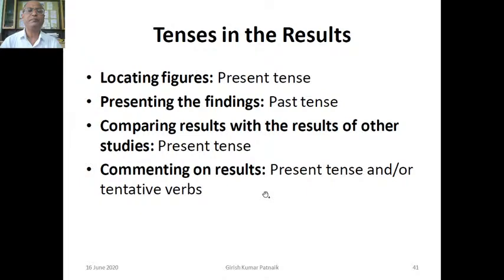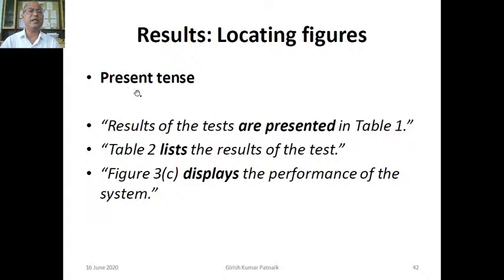Now let us see one by one the locating figure. As already I said, it is a present tense. Now see, I'm using results of the tests are presented in table 1. Table 2 lists the results of the test. Figure 3C displays. So I'm using the present tense because here I'm explicitly specifying which table, which figure. Fine. And those things are there in my paper. Fine. And those graphs I have drawn now. I have put the results in the form of a table now. Results, we got it at the time of experimentation. That is a raw data. But how did we represent? We represent it in the form of a table. And that table I'm creating now. So that is the reason why it is present tense. And in my paper, I'm referring to it in the present tense.